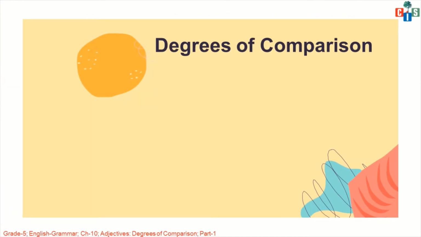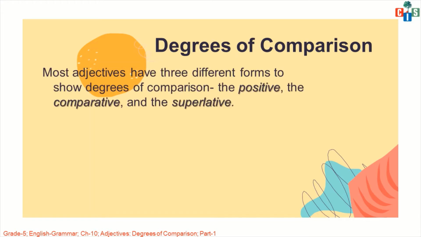Why do we need degrees of comparison in adjectives? See scholars, most of the time in a sentence there is one noun, but sometimes there is more than one noun also. If we are talking about more than one noun, then we need to describe all nouns properly. So for describing all nouns properly, we need degrees of comparison. Okay, so first of all we will see how many kinds of degrees of comparison there are.